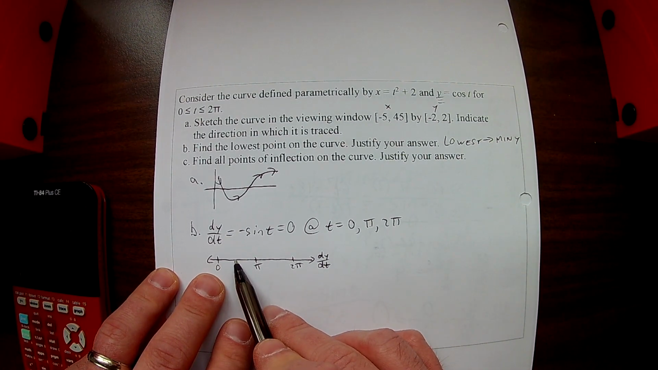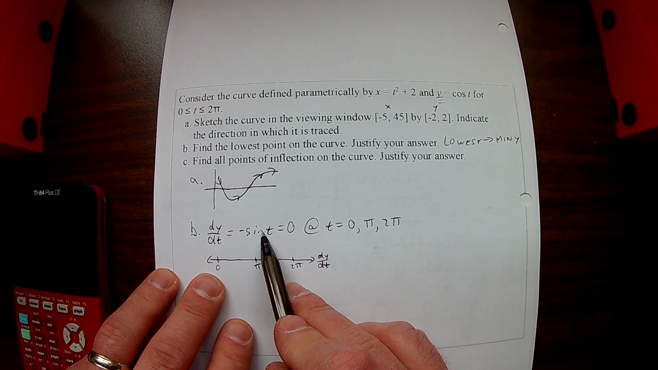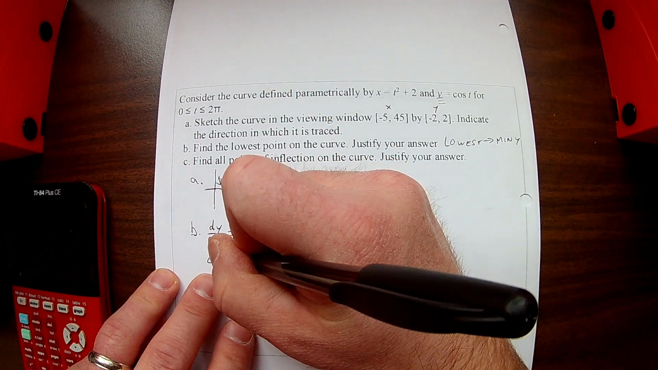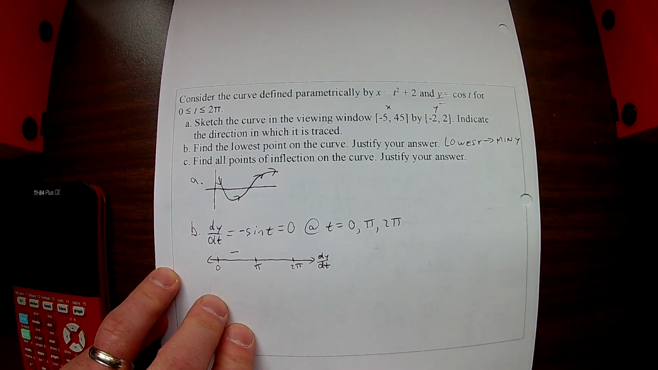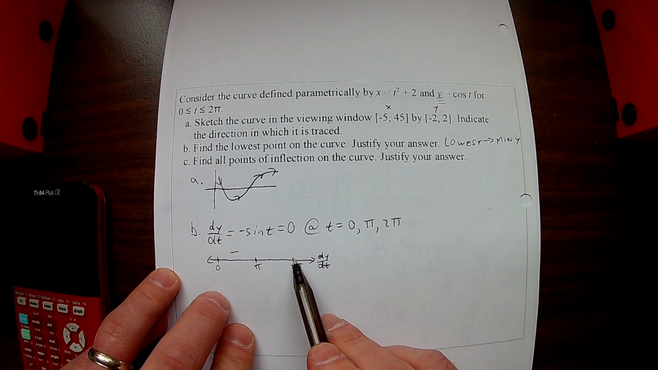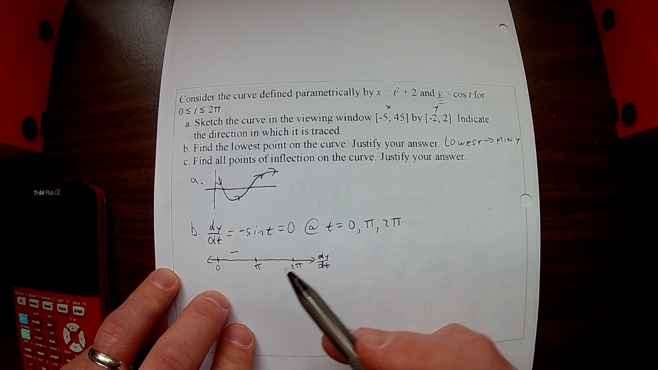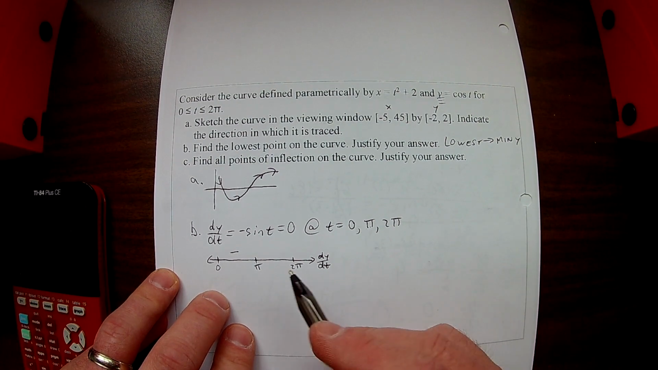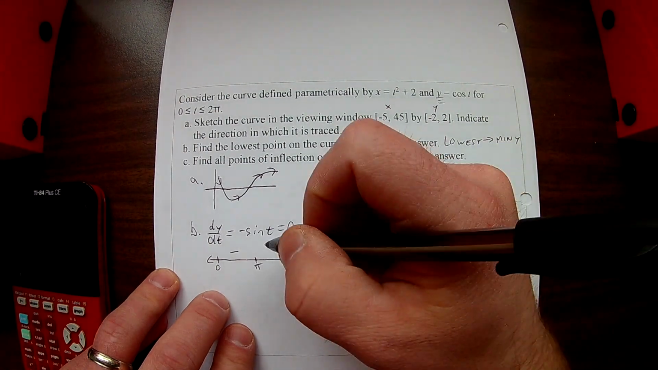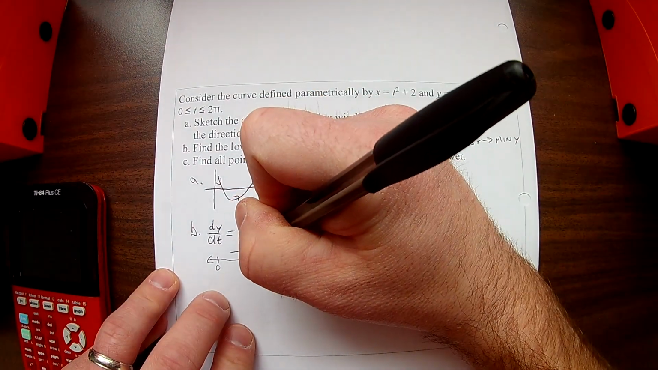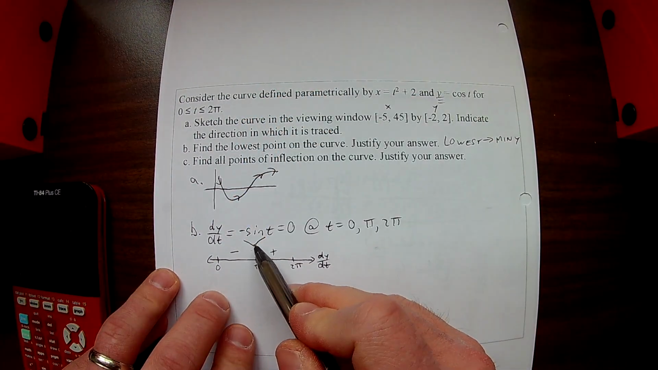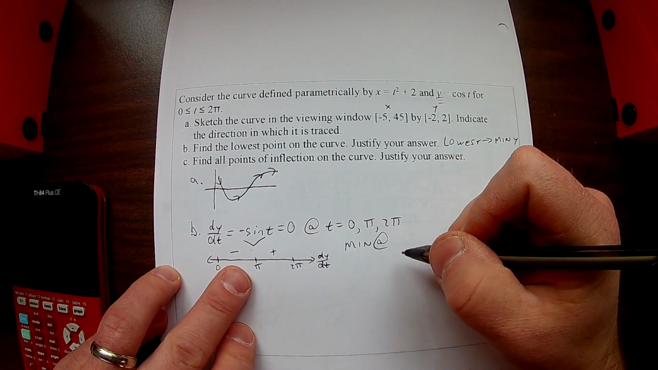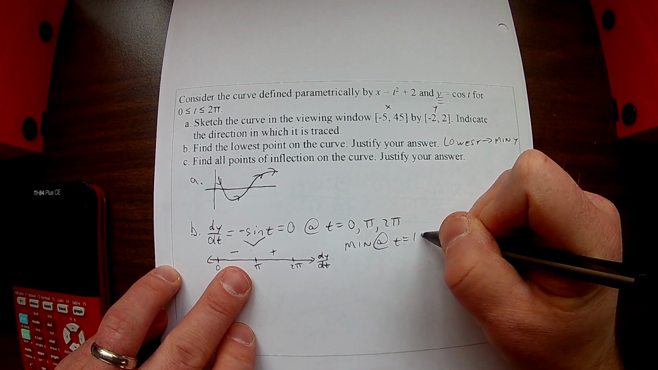Well, just plugging in pi over 4, sine of pi over 4 is root 2 over 2, negative root 2 over 2, because I got that negative. It doesn't matter what the value is, I just care that it's negative. Between pi and 2 pi, I could plug in like 3 pi over 2. Sine of 3 pi over 2 is negative 1, negative, negative 1. I know I've got a positive here. So looking at that, I can actually see that I've got a minimum at, what did I say? t equals pi.